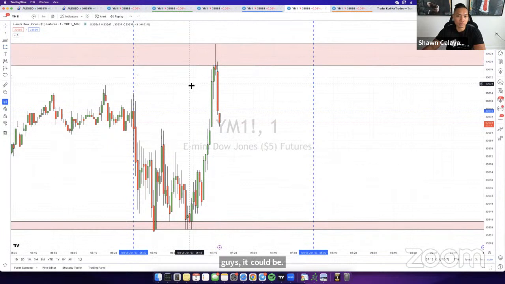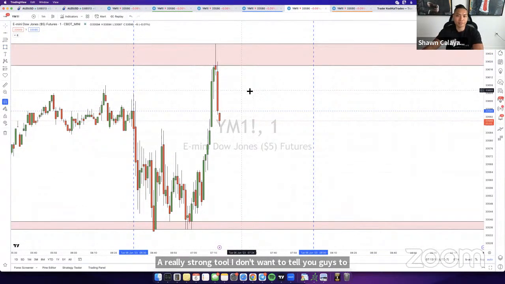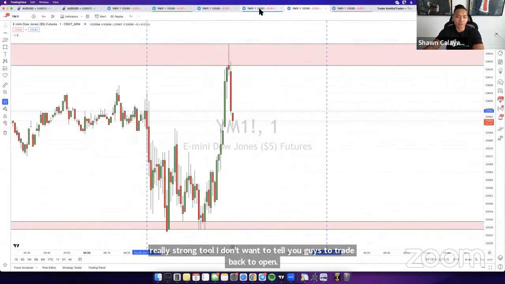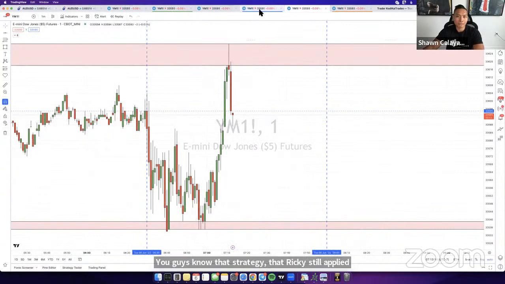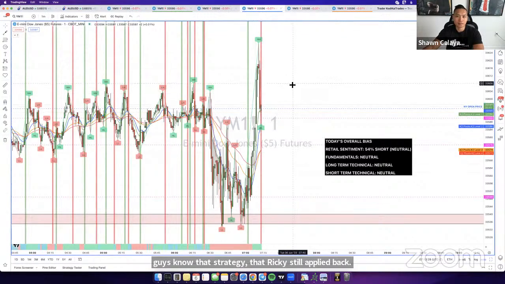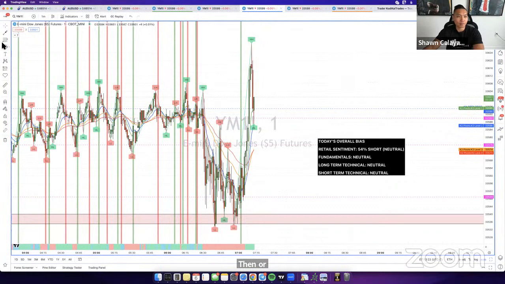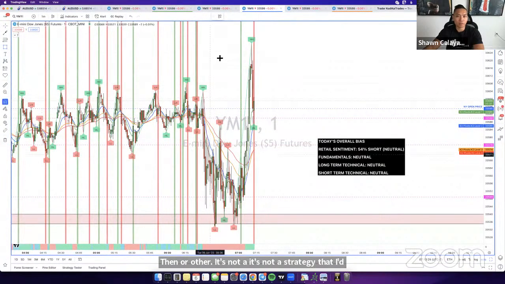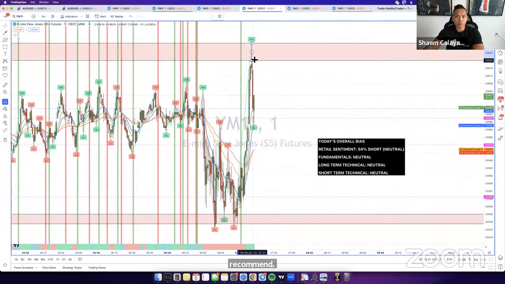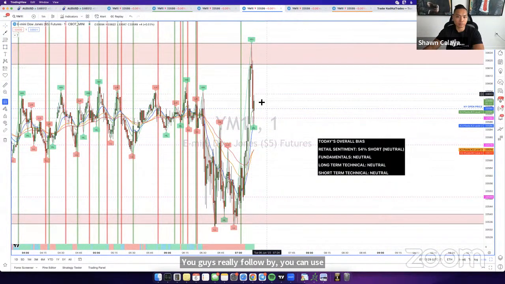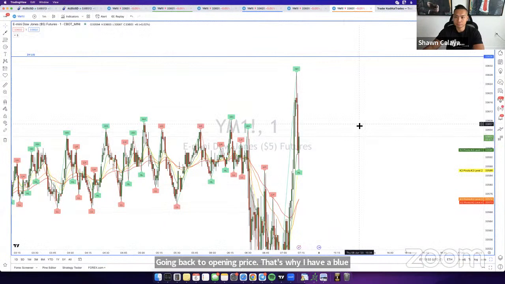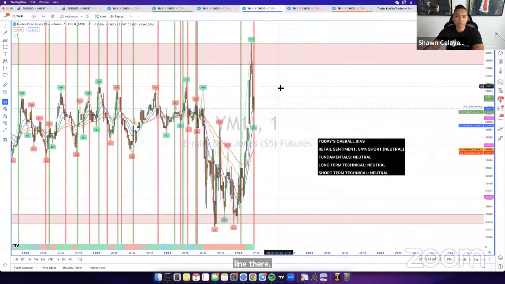I don't want to tell you guys to trade back to open. You know that strategy that Rick used to apply back then, or other Rick. It's not a strategy that I'd recommend you really follow, but you can use it as a confluence, price going back to opening price. And that's why I have the blue line there. So just keep that in mind. Looks like price is just looking for another range around this area.